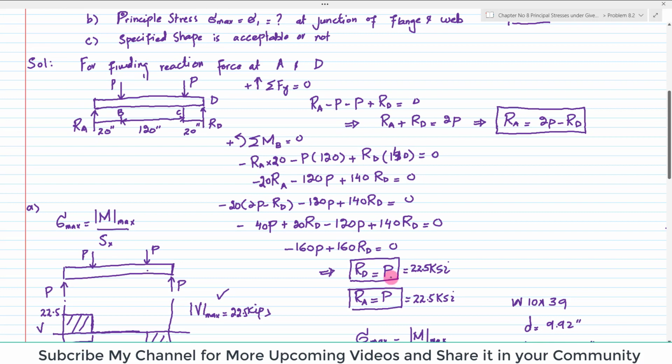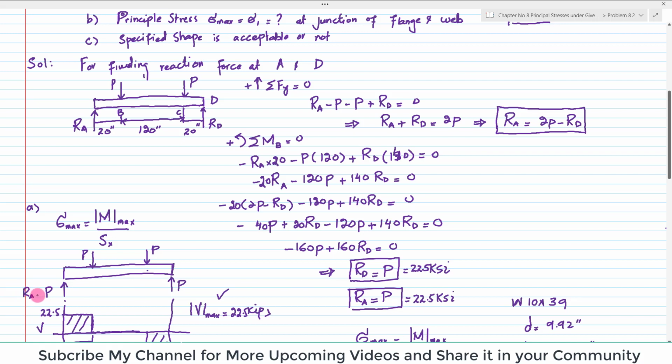The next step is to find the maximum stresses, and maximum stress is equal to the maximum bending moment divided by Sx, which is the section modulus. So if you have this figure of the free body diagram of the beam, you have this is RA.